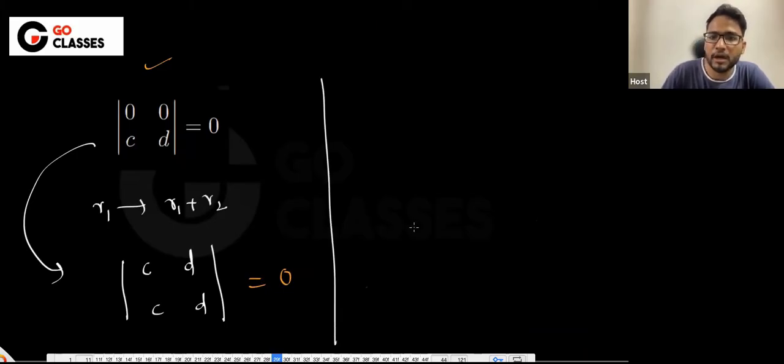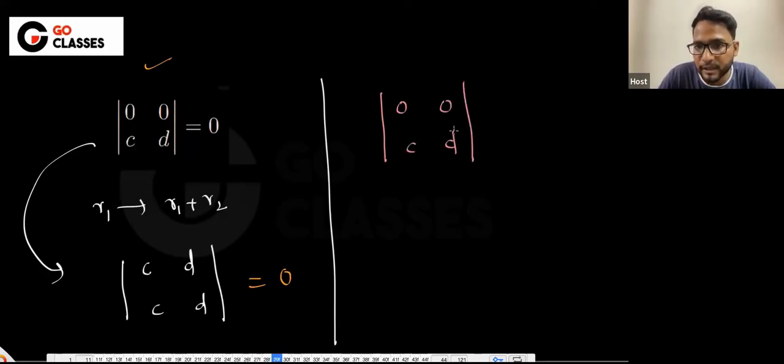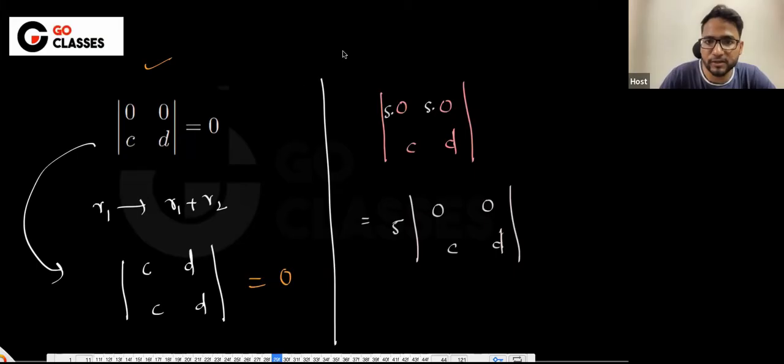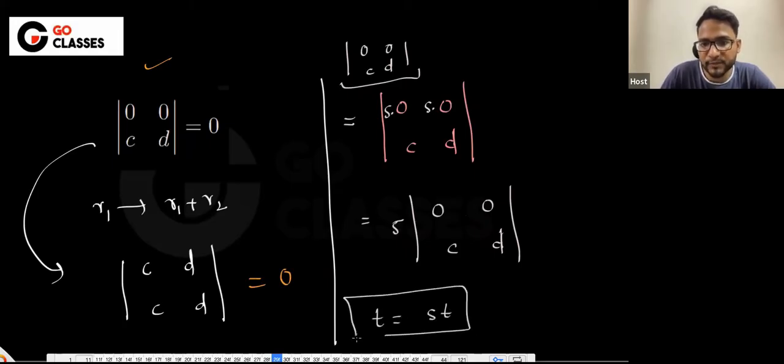Now let's see if multiple proofs are possible. Let me write this t into 0, or maybe 5 into 0. This is also 5 into 0. Then you take the 5 common and it will be 0 0 C D, which means you started with this matrix only. You are just rewriting this 0 as 5 into 0, and that is equal to 5 times the same matrix. So if this is t, then finally you have t equal to 5t. That is possible only when t equals 0, right? Which means the determinant is 0.